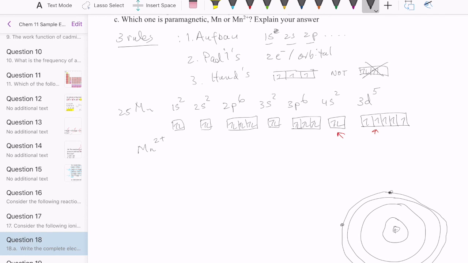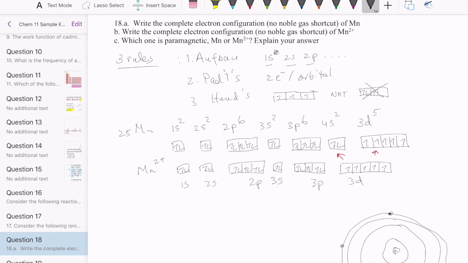So the configuration for manganese 2+, which is 2 electrons removed, would look like this. 1s2, 2s2, and then here's the 2p6, 3s2, 3p6, those all don't change, but now your 4s is gone. You remove 2 of those electrons because it's 2+. So then what's left is 3d5. So 1s2, 2s2, 2p6, 3s2, 3p6, 3d5. Okay, that's your manganese 2+.